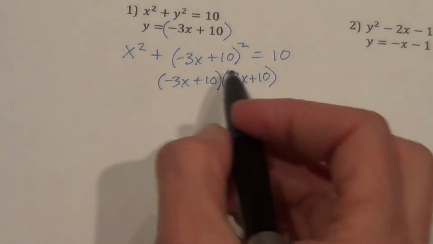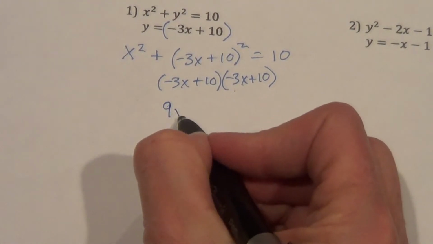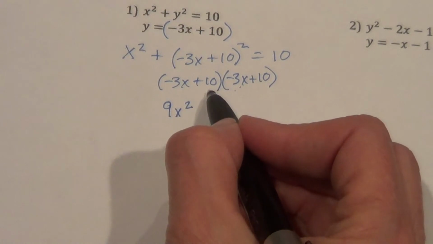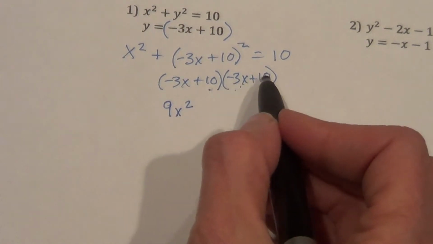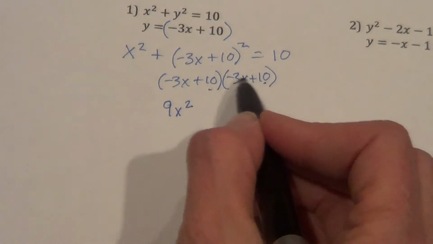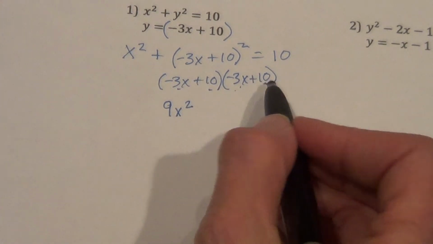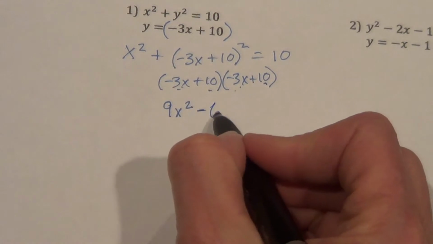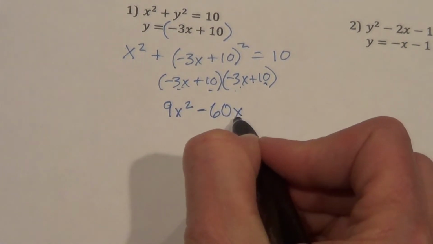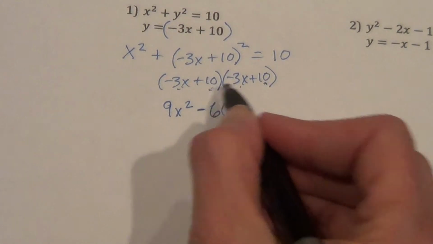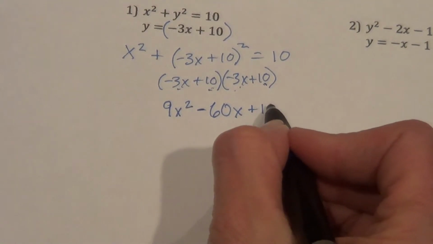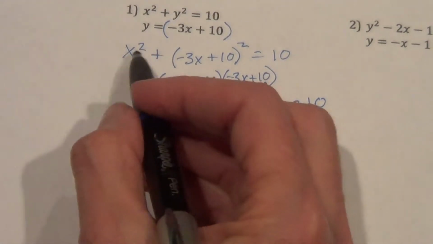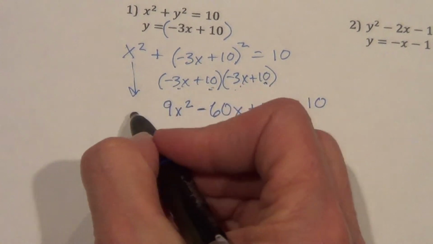-3x times -3x is positive 9x squared. -3x times 10 is -30x. -3x times 10 is -30x. So -30x and -30x would be -60x. And then your last term, 10 times 10, is 100 equals 10. Don't forget to bring down this x squared.